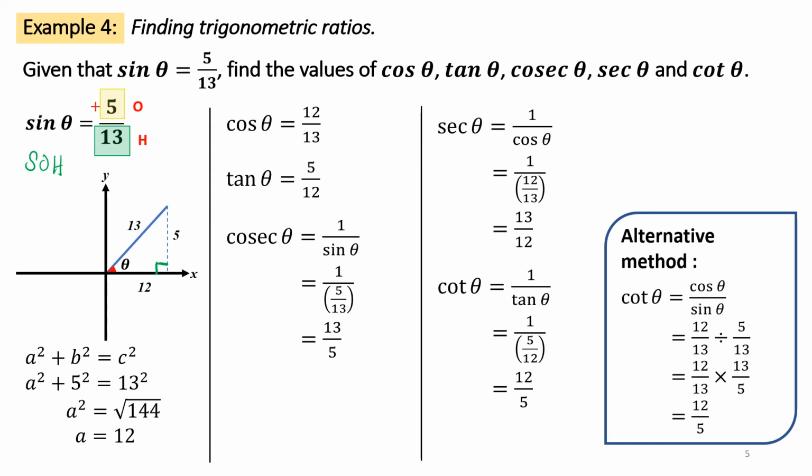There is also an alternative method to solve cotangent theta where we use the second definition. Cotangent theta is equal to cos theta divided by sine theta. So we have 12 over 13 divided by 5 over 13, and this still simplifies into the same value as before, which is 12 over 5.